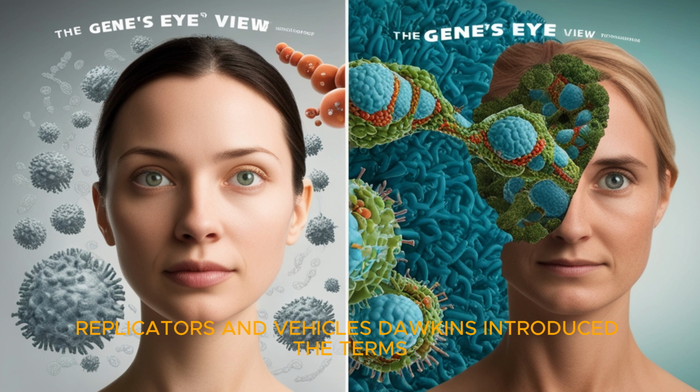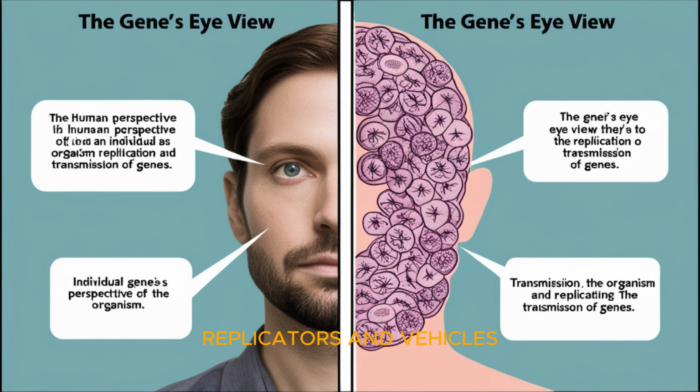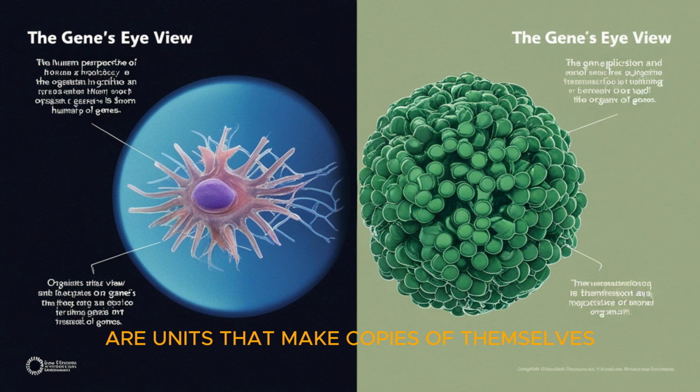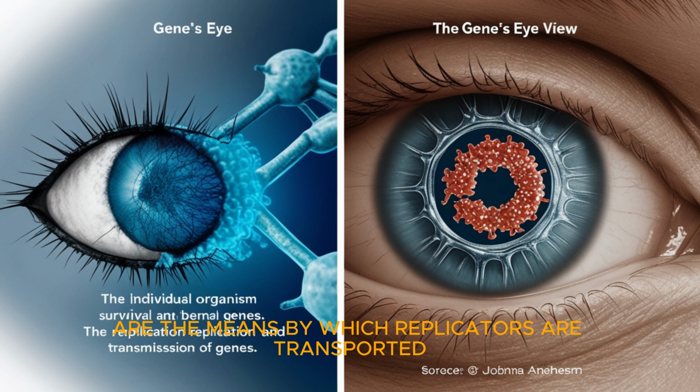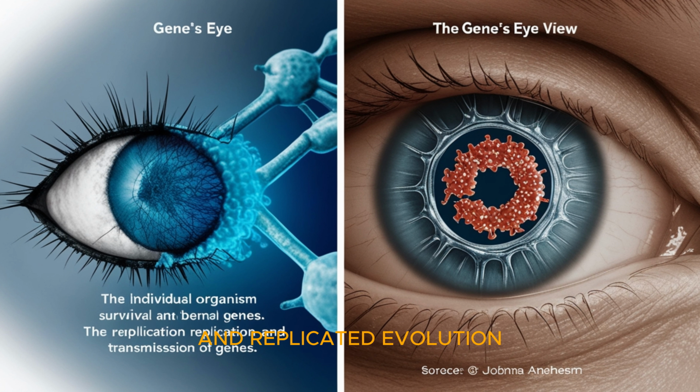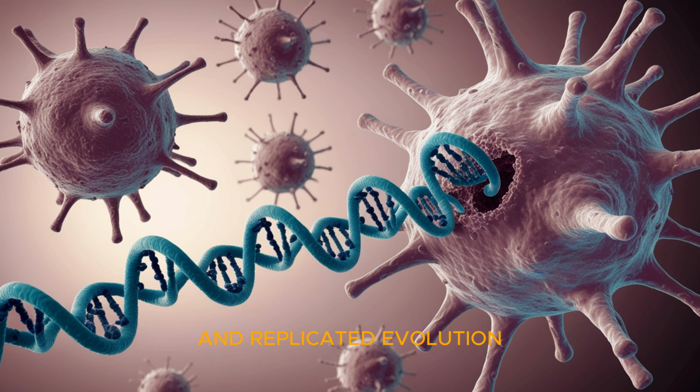Replicators and vehicles. Dawkins introduced the terms replicators and vehicles to further explain his concept. Replicators, such as genes, are units that make copies of themselves, while vehicles, such as organisms, are the means by which replicators are transported and replicated. Evolution, according to Dawkins, is a competition among replicators to create more of themselves through the use of vehicles.